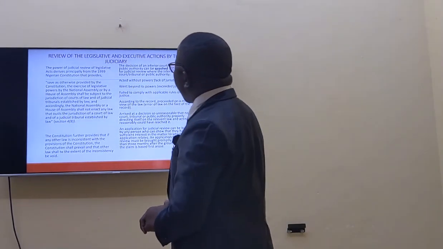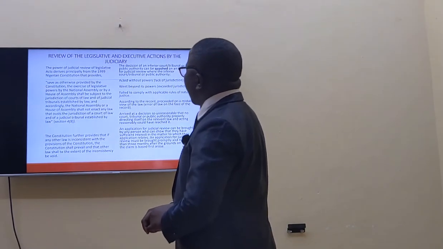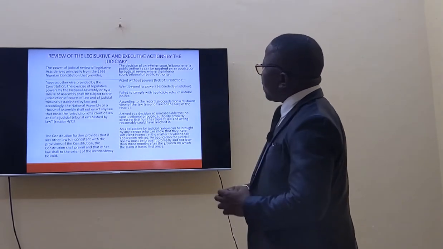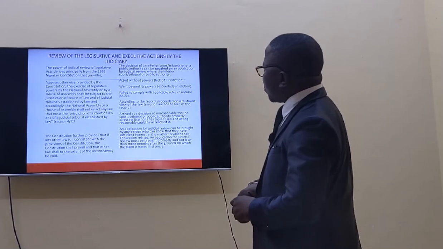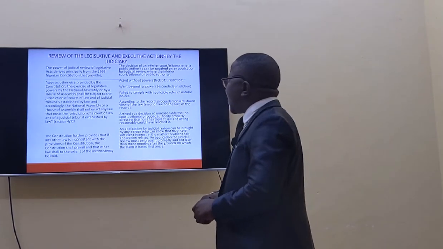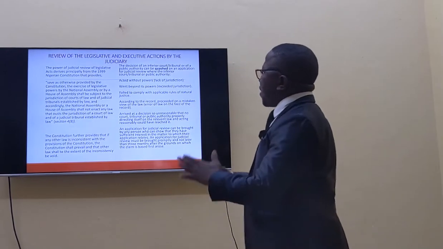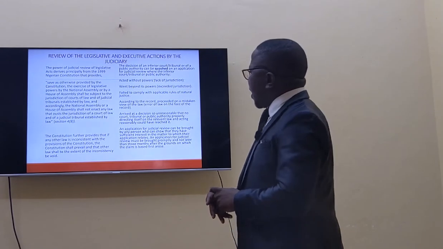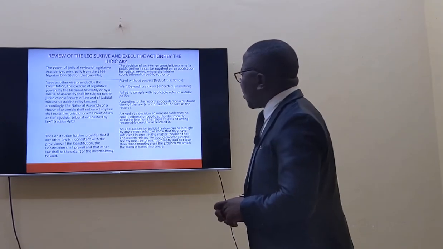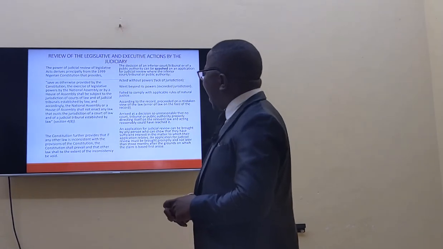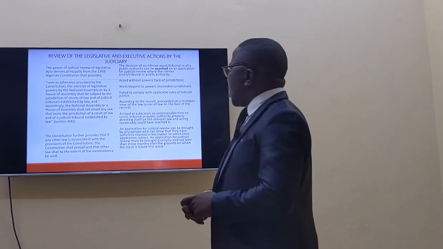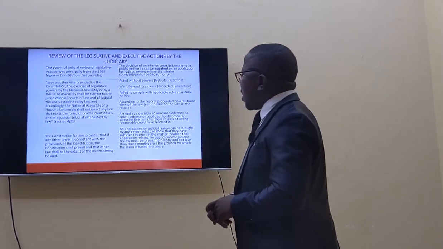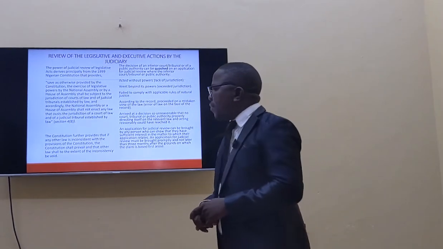The power of judicial review of legislative acts derives principally from the 1999 Constitution, which provides that, save as otherwise provided by the Constitution, the exercise of legislative powers by the National Assembly or by the House of Assembly shall be subject to the judicial powers of the courts of law or judicial tribunals established by law, and accordingly the National Assembly or a House of Assembly shall not enact any law that alters the judicial powers of the courts of law and of a judicial tribunal established by law.